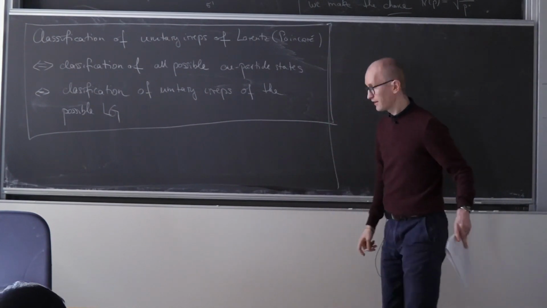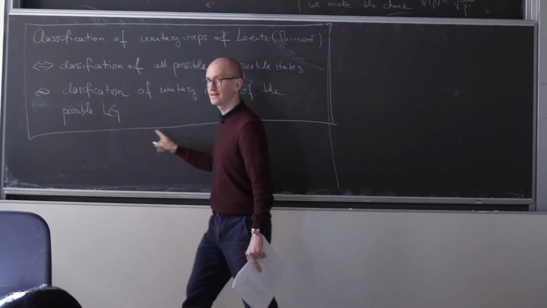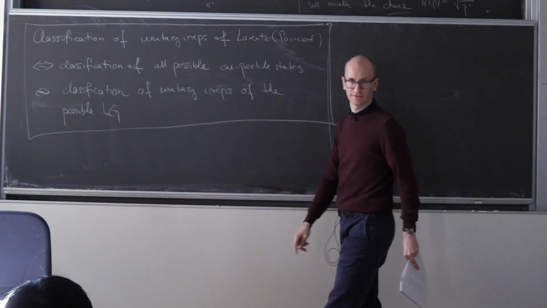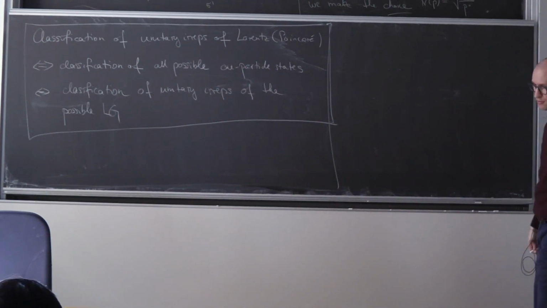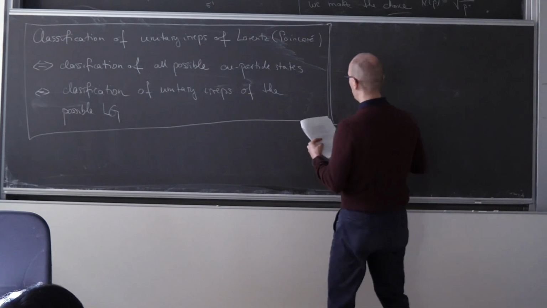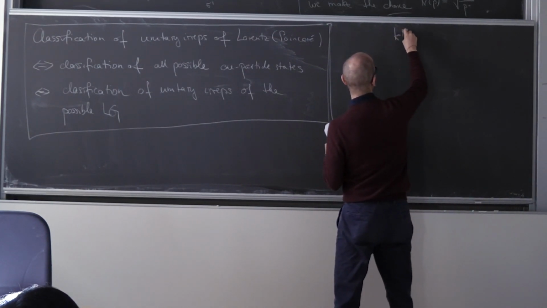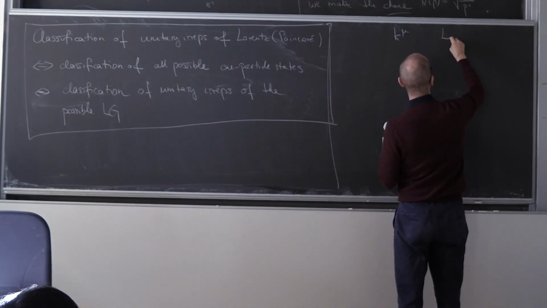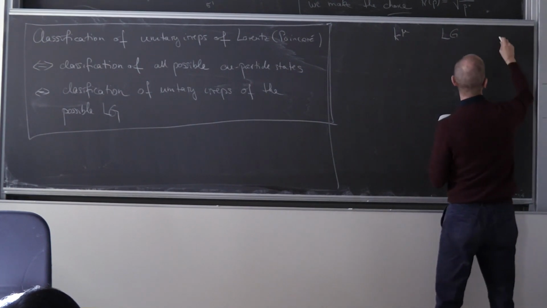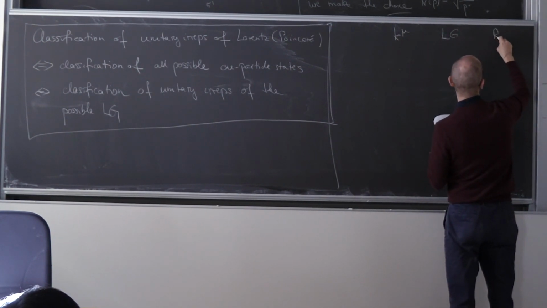So what are all those possible little groups? Let me just write a little table, and it will be physically very plausible to you. We write the reference momentum, we write what actually is the little group, and we give the representation a name.